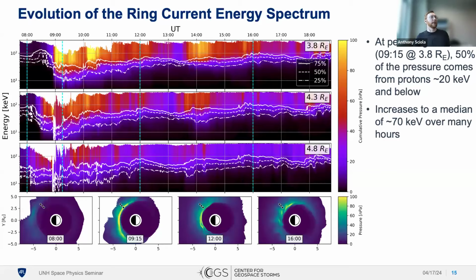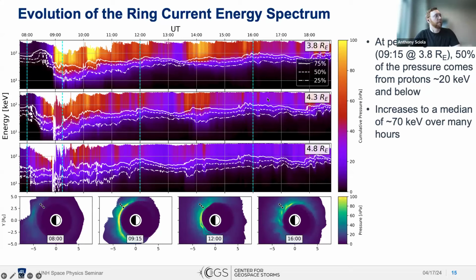And so now to actually look at the evolution of the ring current energy spectra, what I'm doing here is I am probing these three stationary points. This innermost one is at 3.8 RE, and then they go back to 4.3 and then 4.8 behind that. And I chose that because this inner point at this specific time in the simulation is where we're seeing the peak ring current. So that's where we want to probe and see how the system evolves from there.